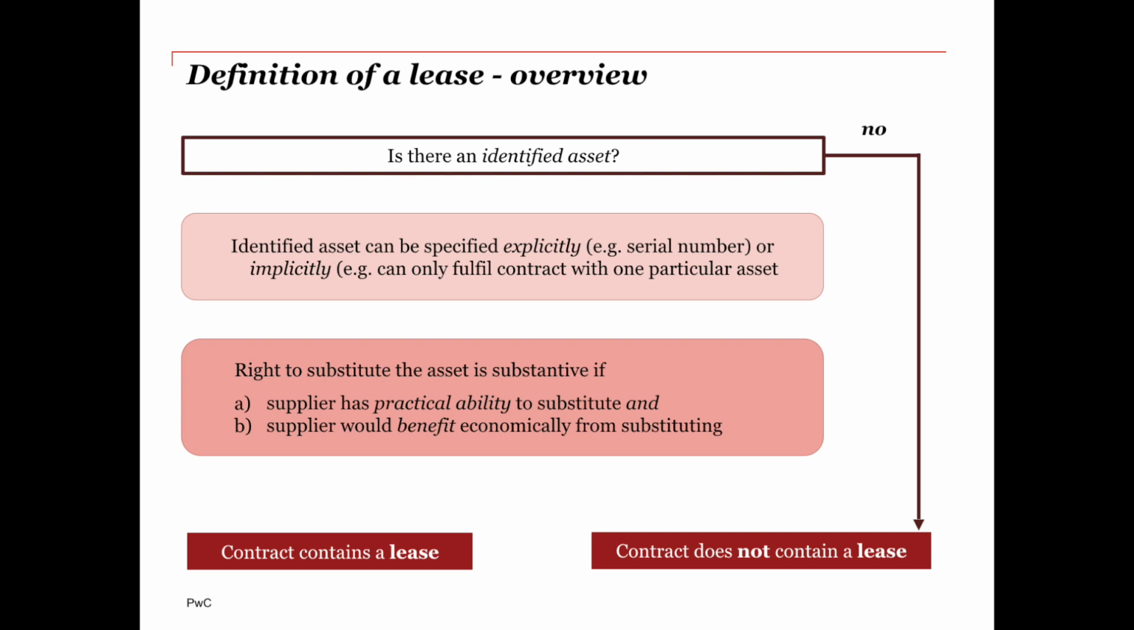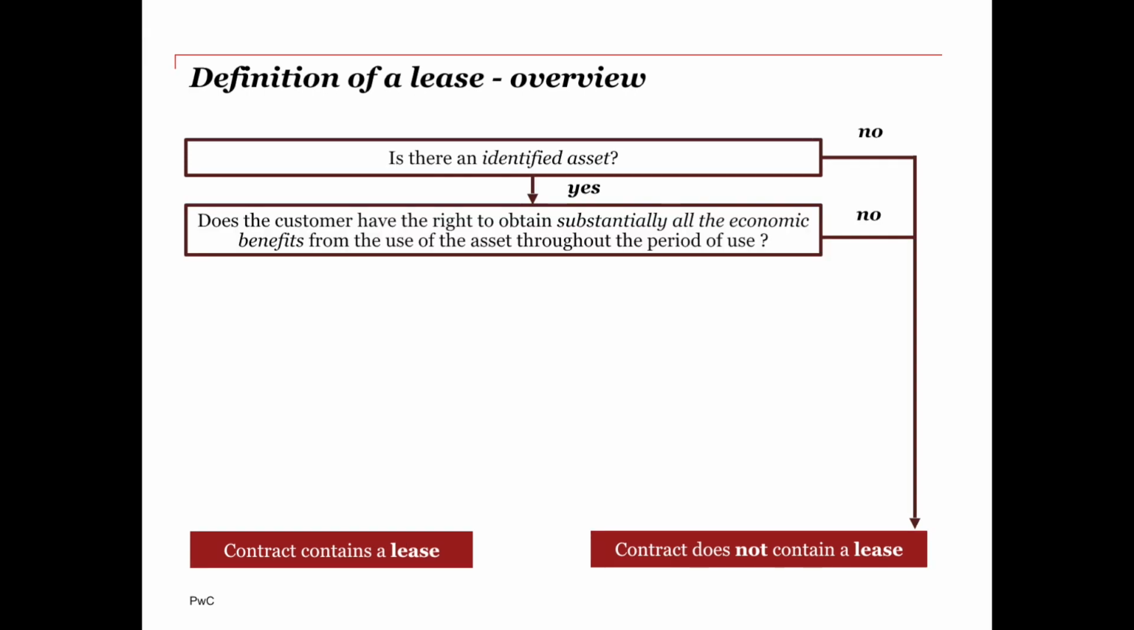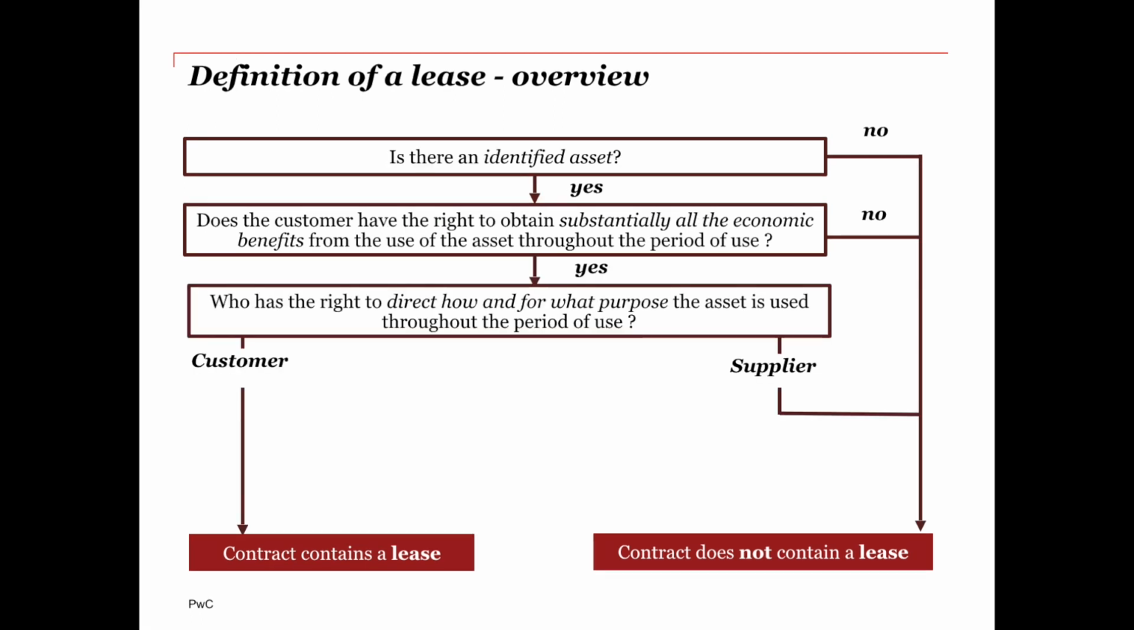Now let's move on to the second step, the right to control the use of the identified asset. A contract conveys the right to control the use of an identified asset if the customer has both the right to obtain substantially all of the economic benefits from use and the right to direct the use of the identified asset throughout the period of use. When assessing whether the customer has the right to direct the use of the identified asset, the key question is which party, that is the customer or the supplier, has the right to direct how and for what purpose the identified asset is used throughout the period of use.